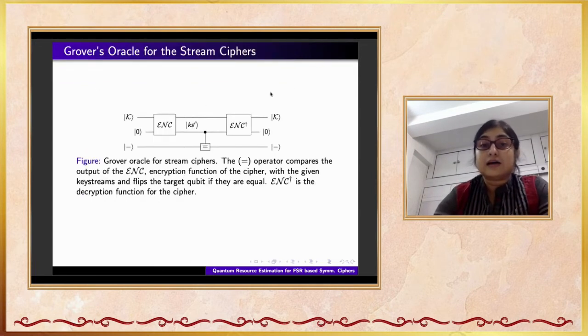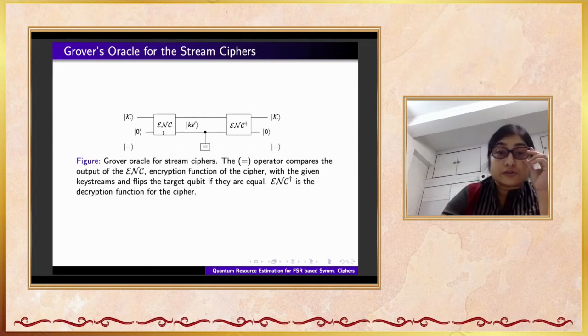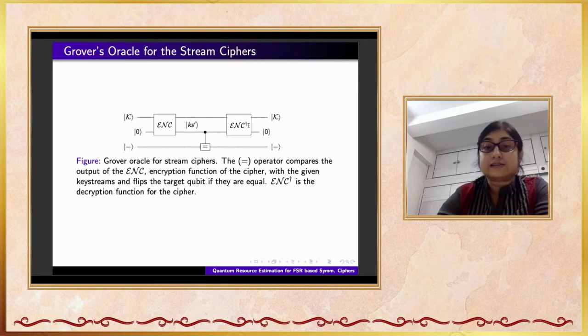This is the circuit for the stream cipher. This is the circuit for the Grover oracle in the case of a stream cipher. You can find two blocks here, ENC and ENC dagger. ENC is the quantum implementation of the encryption function for the stream cipher, and ENC dagger is the quantum implementation of the decryption function for that cipher. In the quantum domain, the interesting thing is that the decryption function will be the adjoint of the encryption function. So the quantum encryption function and quantum decryption function are adjoint to each other. That is why we use this dagger sign.